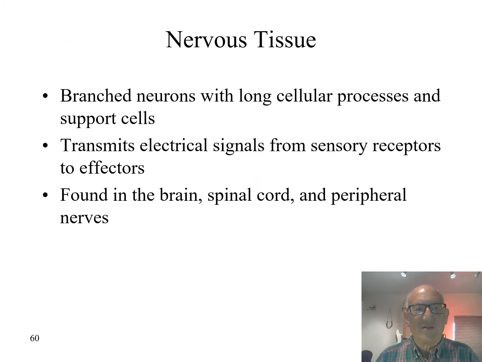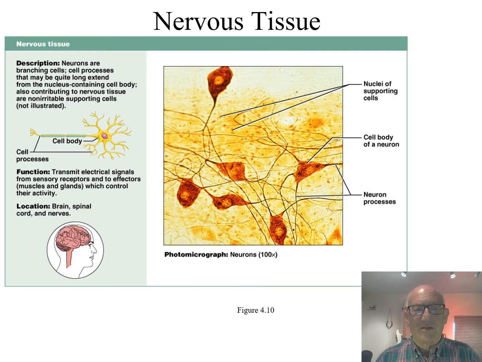Next, we have nervous tissue. We have branching neurons with long cellular processes and support cells. The job of the nervous system is to transmit electrical signals from sensory receptors to effectors. Nervous tissue is found in the brain, the spinal cord, and the peripheral nerves. And we're going to talk a lot more about nerve tissue in a later unit. It's going to look something like this.